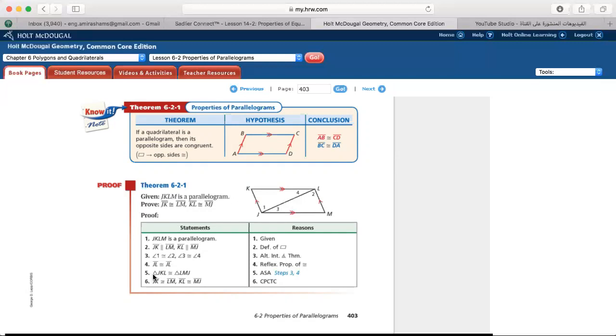Number 5, triangle JKL is congruent to triangle LMJ. Why? Because of steps 3 and 4, because of the alternate interior angles and the reflexive property of congruency. So from all the statements and all the reasons, JK is congruent to LM and KL is congruent to MJ. This is the theorem and this is how we prove it.